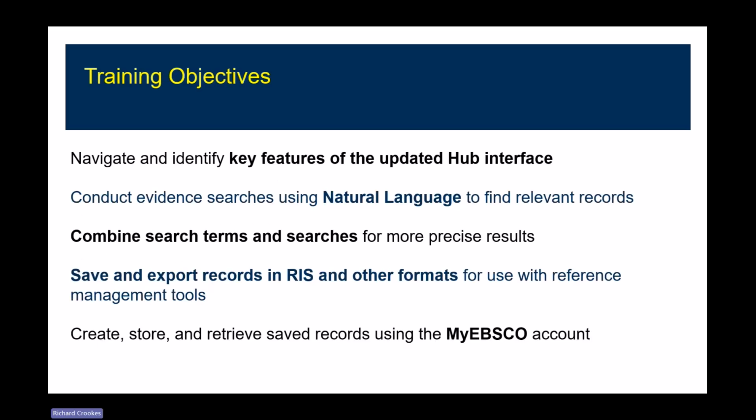In terms of the actual training objectives, I hope that by the end of this session, within the next hour, you'll be able to navigate and identify the key features of the updated interface and also find where to go to find more information. You'll be able to conduct evidence searches using natural language to find relevant records, so we'll see that demonstrated. You'll be able to combine search terms and searches for more precise results. And also you'll be able to save and export results in RIS or RS formats, as well as other formats, for use with reference management tools. You'll also be able to create, store, and retrieve saved records used in MyEBSCO personal account as well. So I hope that's what you're expecting.